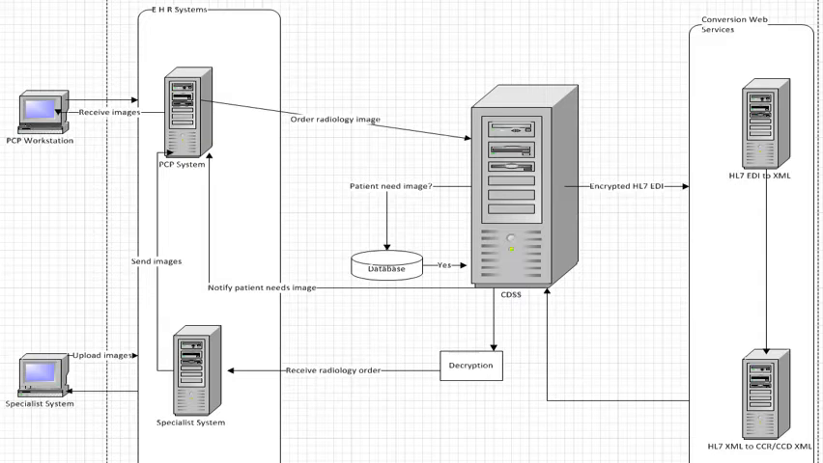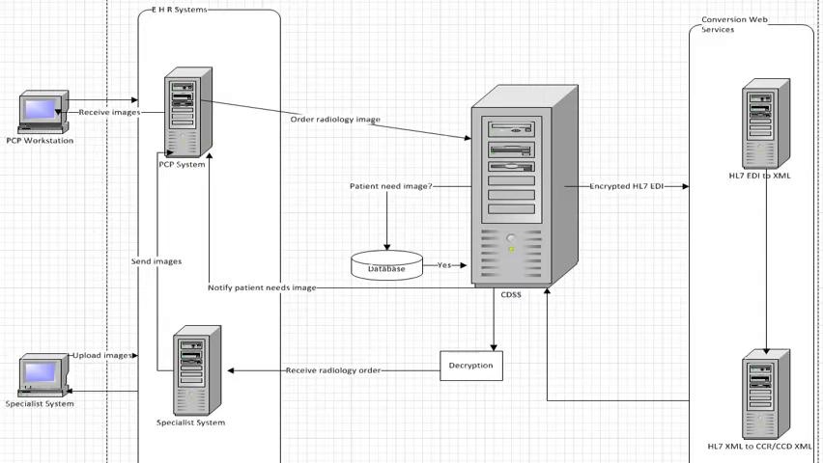It starts with the PCP workstation, which is the primary care provider workstation. They will identify that they may need a radiology image, so they send it to the PCP system, and that automatically goes through the CDSS server. There, the server will determine whether the patient needs the image. It will analyze the patient's data, and then it will go through the knowledge base database and verify with the inference engine to determine if the patient needs the image.